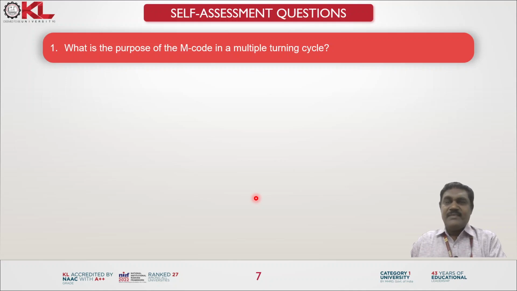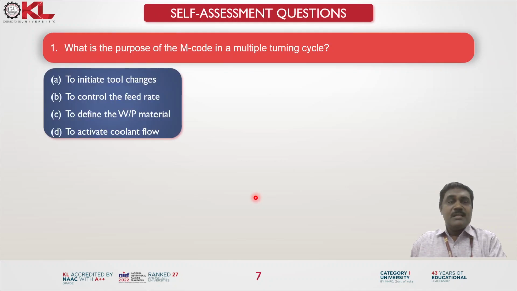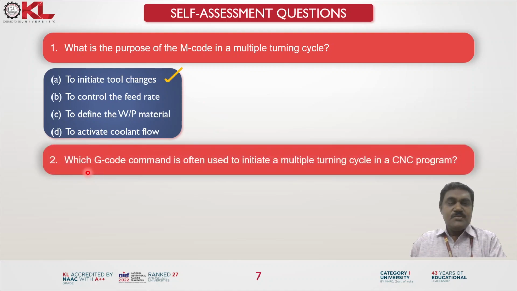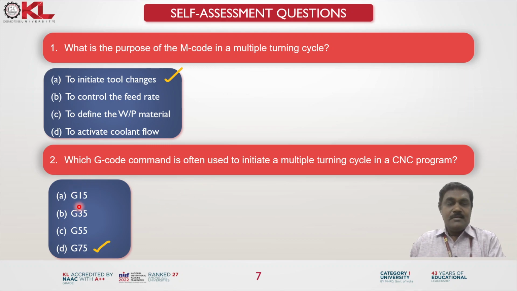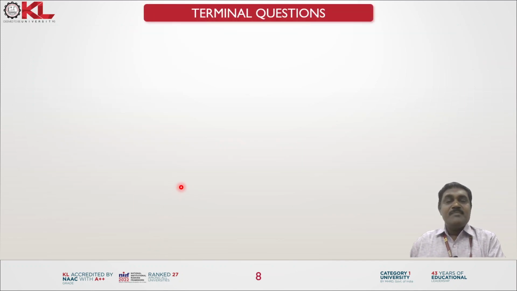Now let us see the self-assessment questions. What is the purpose of the M code in a multiple turning cycle? Here options are given. The right answer is to initiate tool changes. And second, which G code command is often used to initiate the multiple turning cycle in a CNC program? The answer is G75.